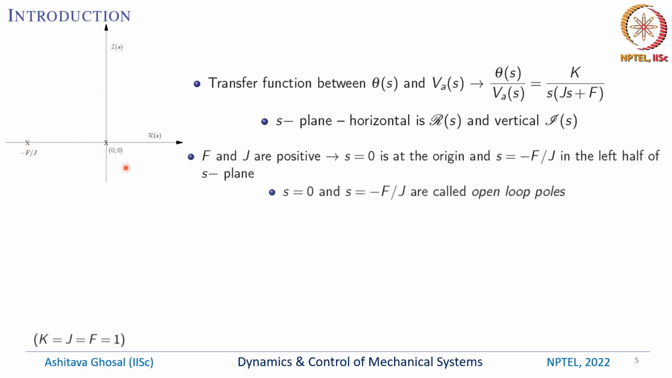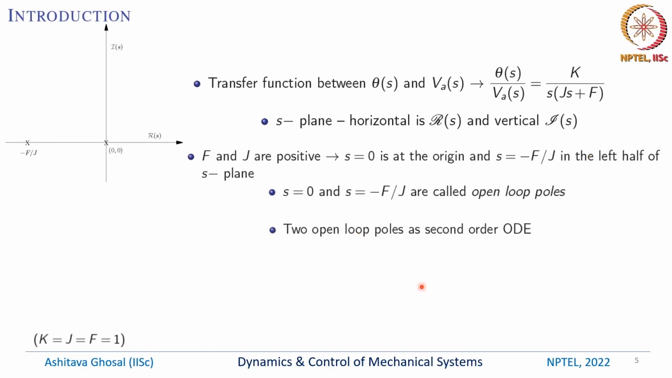So these two roots, s equals 0 and s equals minus f by j, are called the open loop poles, because this is the open loop transfer function. We have not yet considered feedback, or closing the loop using feedback. We must have two open loop poles.